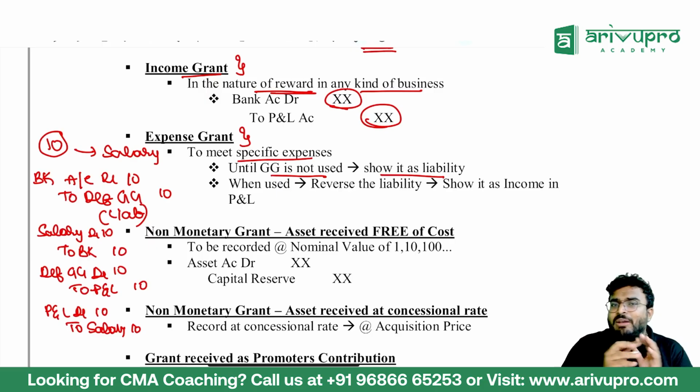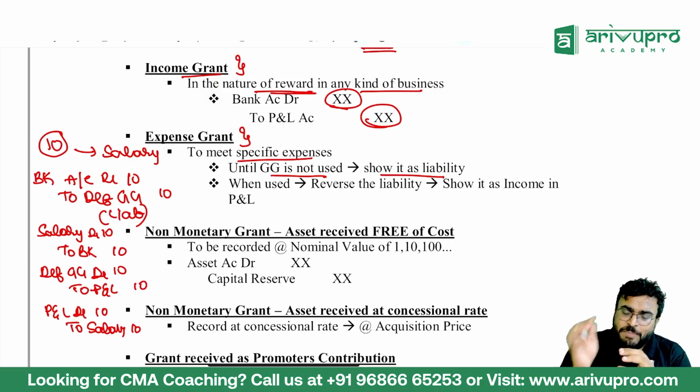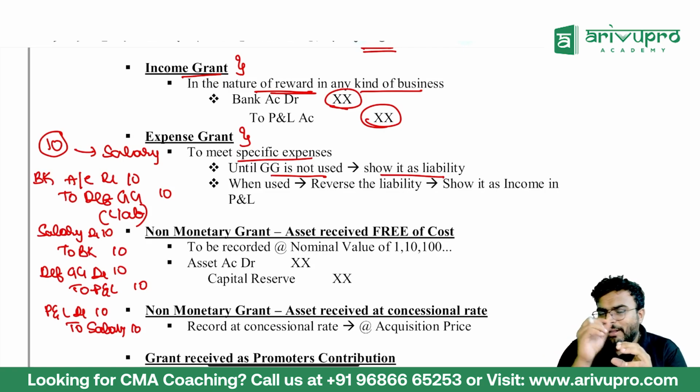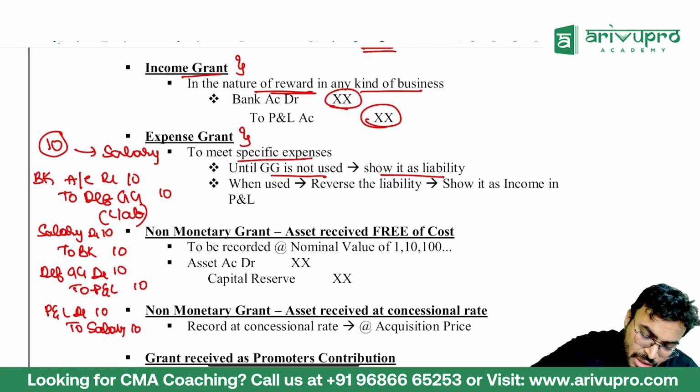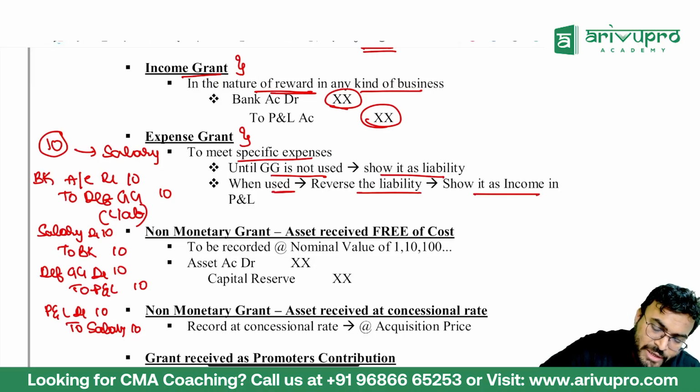So when you get the money, you cannot put it to P&L. When you get the money, you keep it as liability. When you spend the money, that expense will go to P&L. That time this also you transfer to P&L. Next, when used, reverse the liability, show it as income in the P&L.